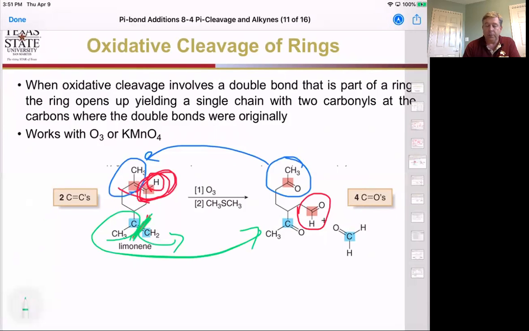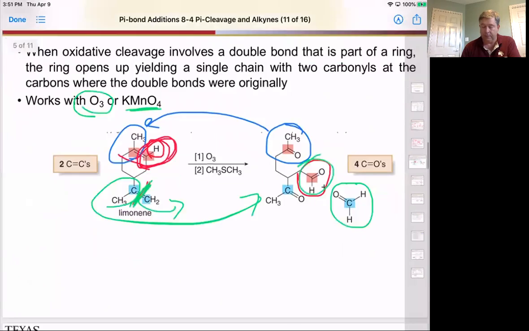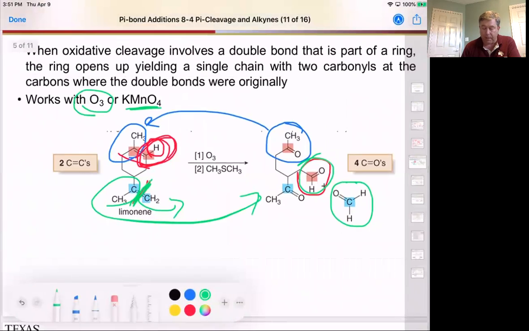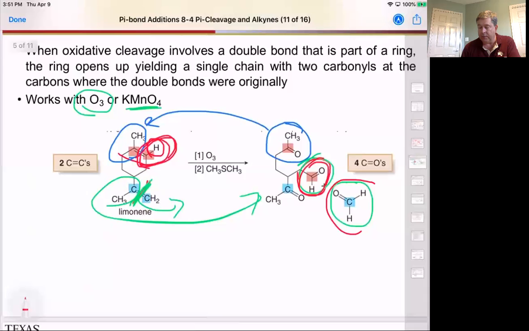Okay, so notice when we use the ozone, we end up with aldehydes as part of our product. In this case, a terminal aldehyde becomes formaldehyde. And if we used permanganate, we would get a different product. If we use permanganate, we would end up oxidizing these aldehydes down to carboxylic acids. So we have to choose our reagent based on what kind of product we want to end up with.